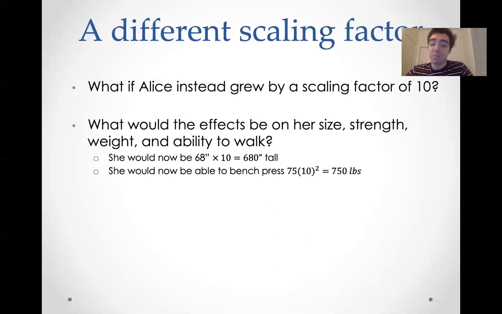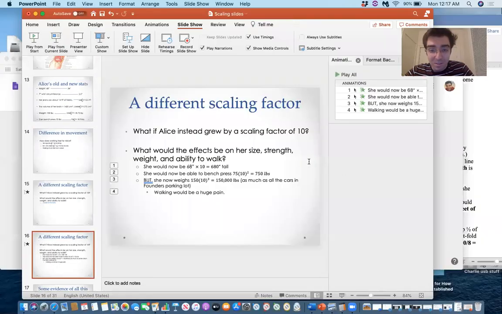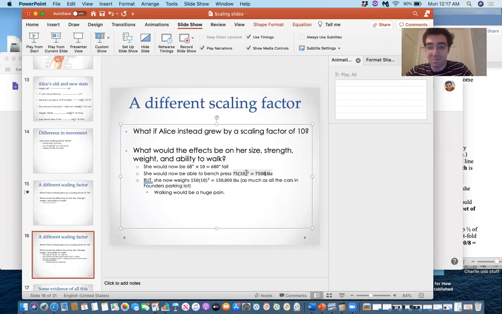In terms of her strength, remember that we measure that as a two-dimensional property. So we're going to take 75 times the scaling factor squared because this is a 2D property. So she will actually be able to bench press... actually, I need to modify this. So this is 7,500 pounds, adding on the two zeros after the 75.